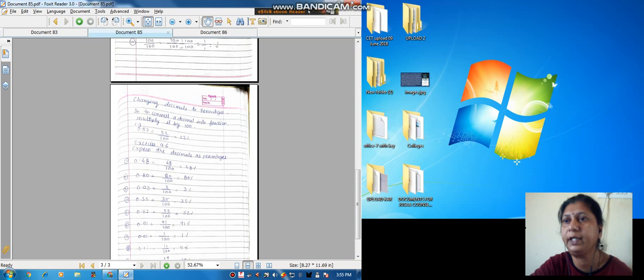to convert the decimal into percentage, multiply it by 100. Suppose it is 0.52, so 0.52 means 52 upon 100. That is 52%. Get it? Just 1 second.